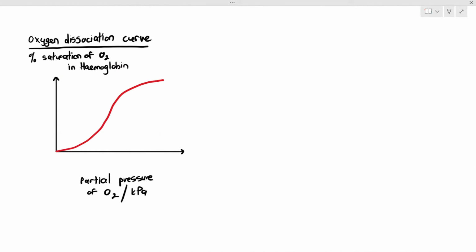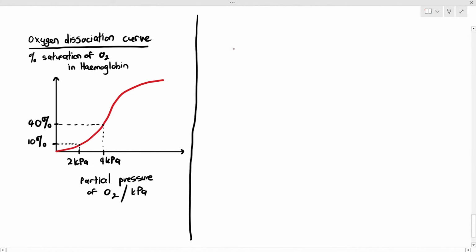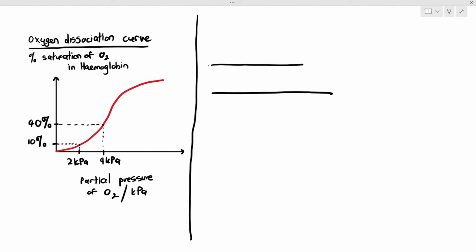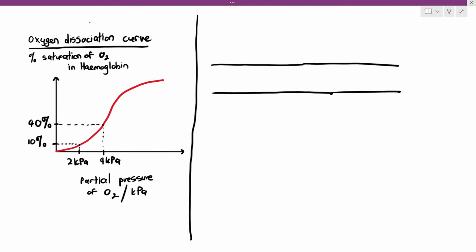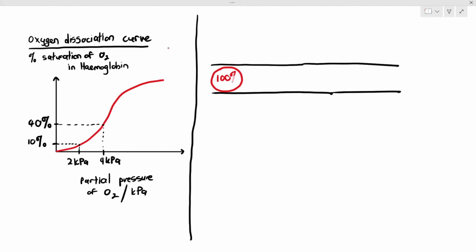Now, I'm going to draw the graph, and I don't need you to memorize these values. Now, let's say a partial pressure of 2 kilopascals will give 10% saturation. A partial pressure of 4 kilopascals will give 40% oxygen saturation, all right? Now, let's imagine for a second that I have a red blood cell, and look at the percentage oxygen saturation in there. The red blood cell is traveling in the blood vessel, and how many percent oxygen is saturated? It is 100% oxygen saturation. That means the red blood cell is filled to the brim with oxygen. It cannot carry any more oxygen if it wanted to, okay?